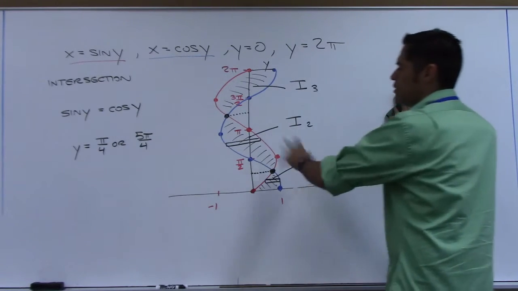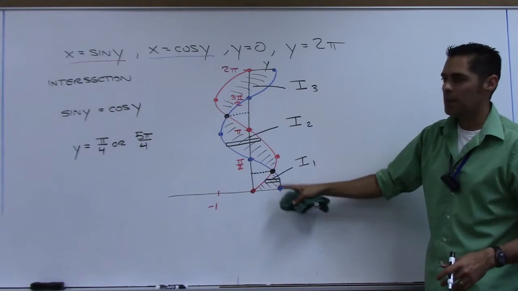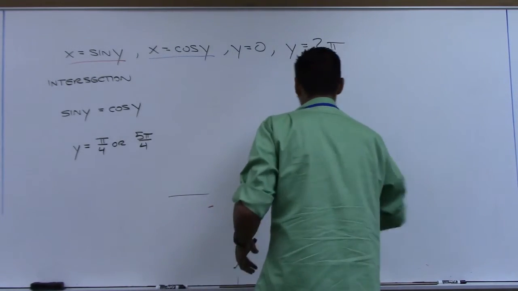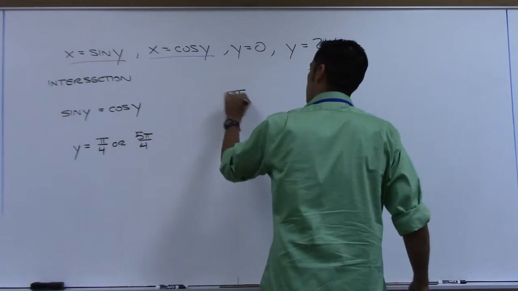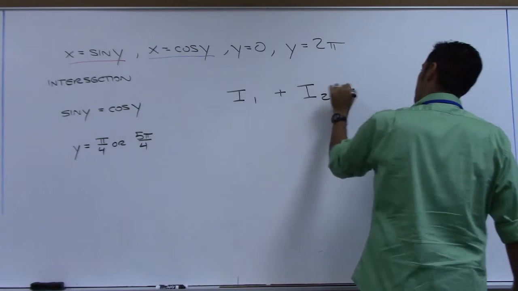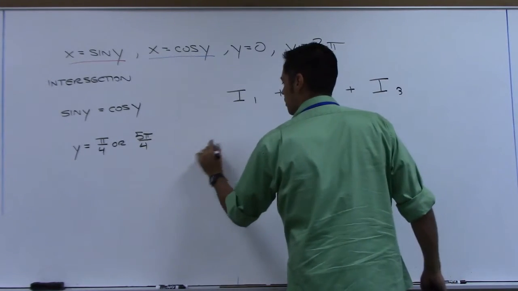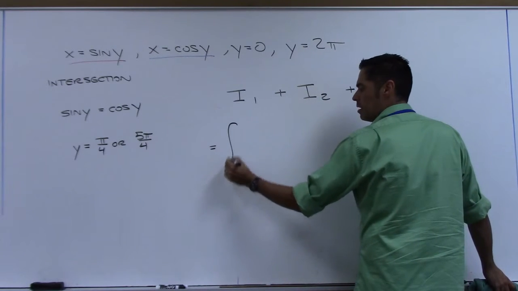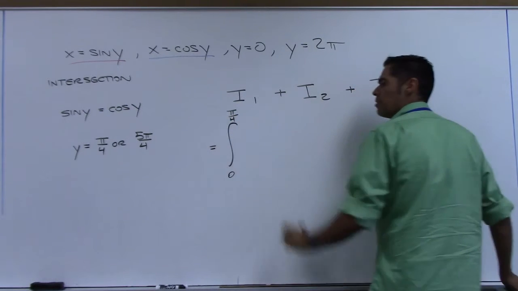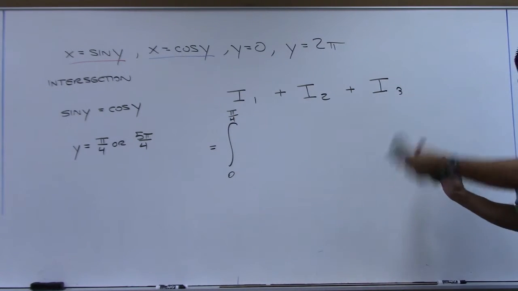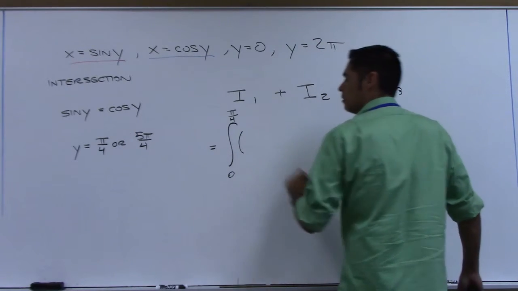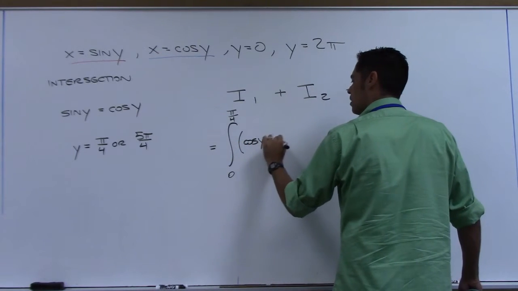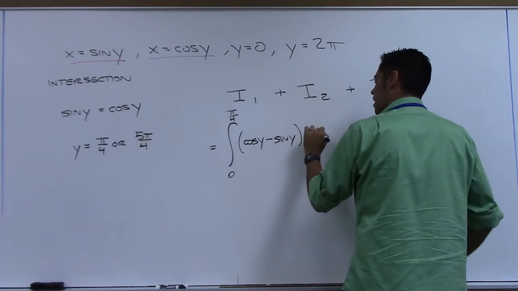I'm going to have to erase this. Just remember the blue one is cosine, the red one's sine, right? Blue is cosine, red one's sine. So integral 1 plus integral 2 plus integral 3 equals... integral 1 goes from where to where? 0 to pi over 4. And it's going to be the one on the right minus the one on the left, which would be cosine y minus sine y. Everyone agree? Yes?